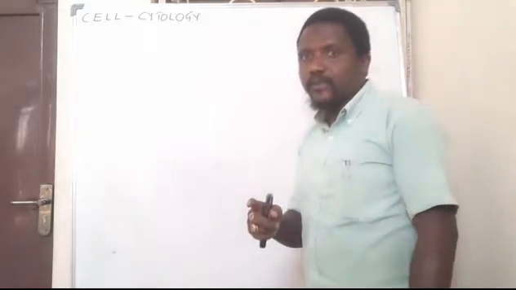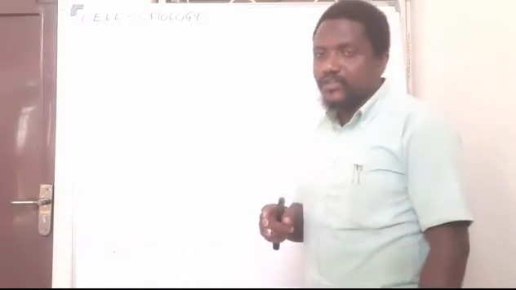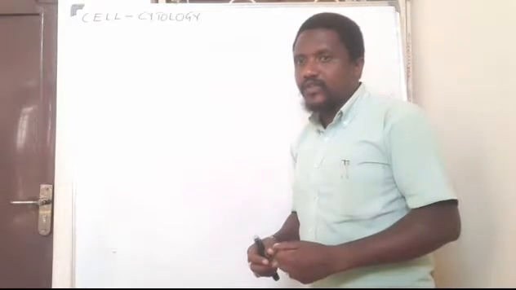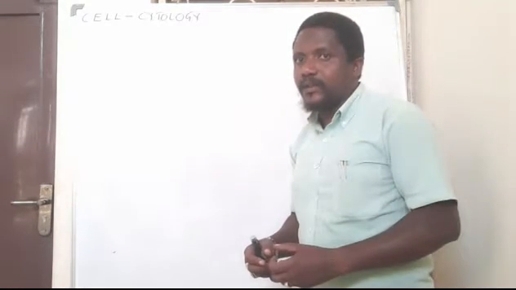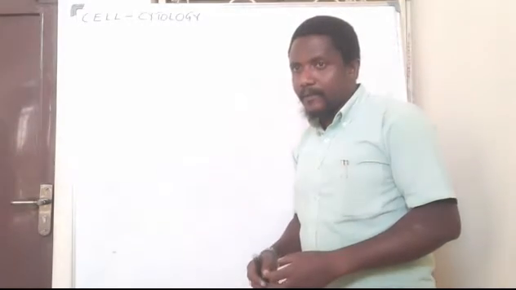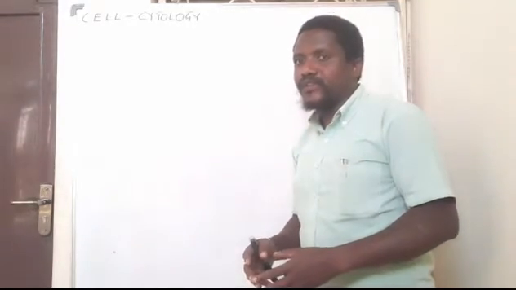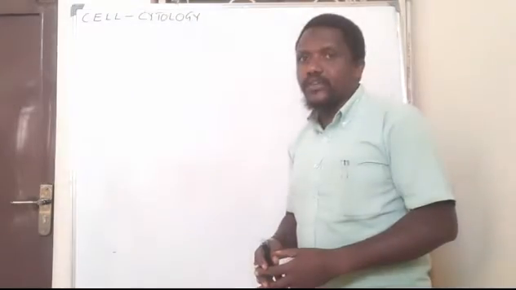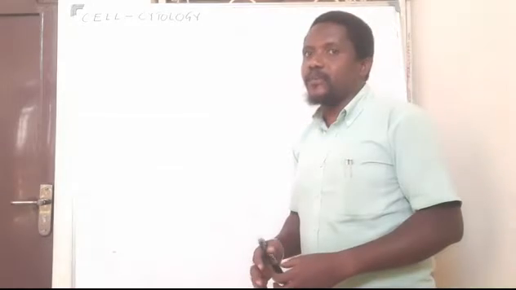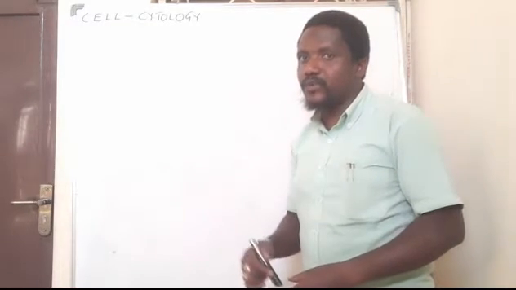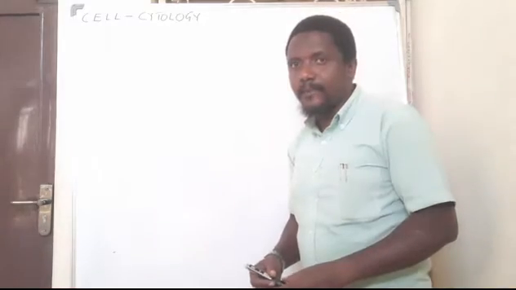It's very important for you to bear in mind that the cell is a very tiny structure which you cannot see unless you use a microscope. It's a 5 to 10 micrometer structure, so therefore it's microscopic. You cannot see it with your naked eye unless you use a microscope.